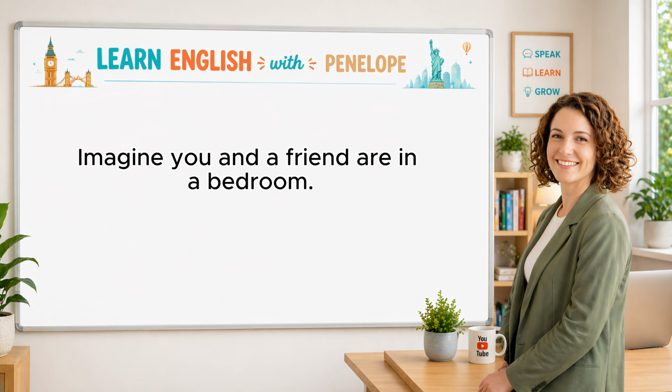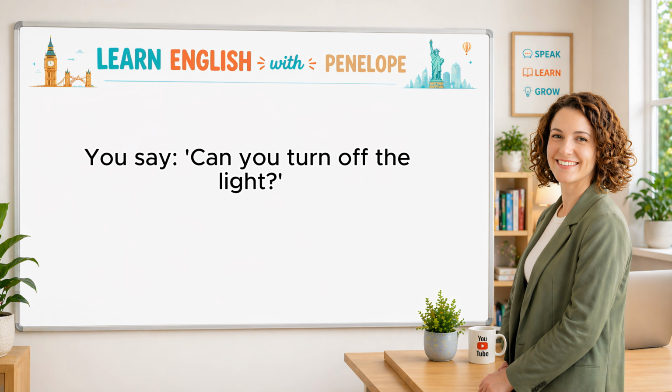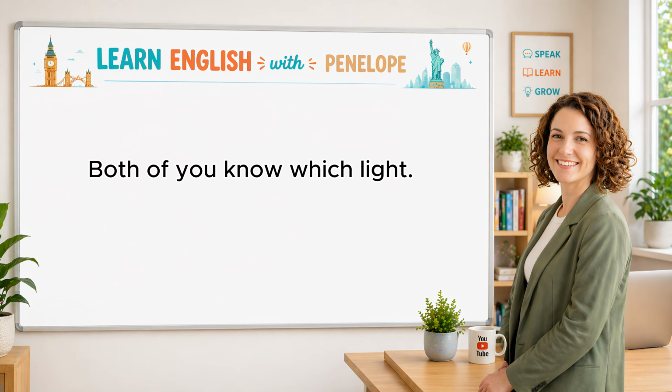Example number 5. Can you turn off the light? Imagine you and a friend are in a bedroom. There is one light on the ceiling. You say, "Can you turn off the light?" It is clear from the context. Both of you know which light, so we use "the light."